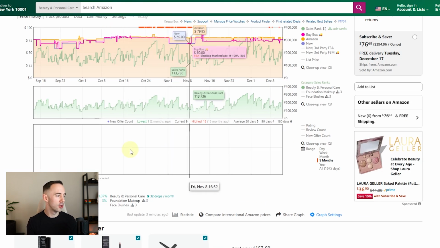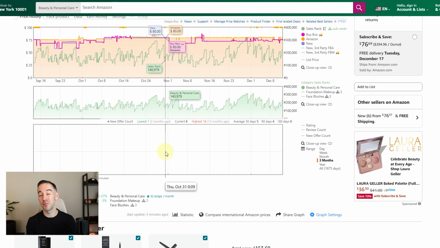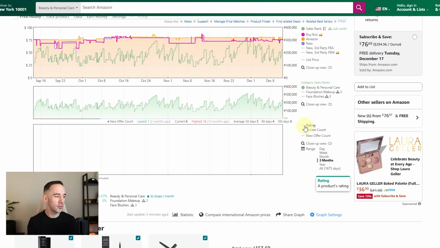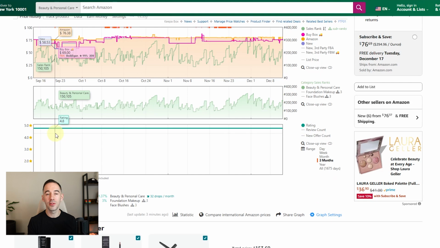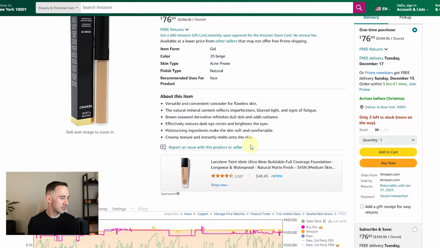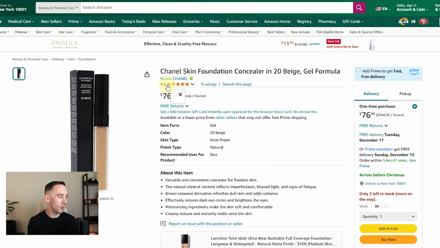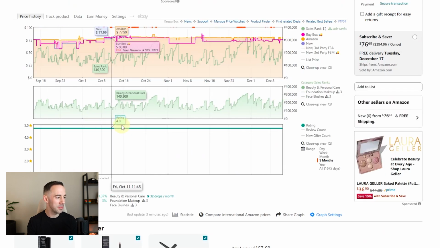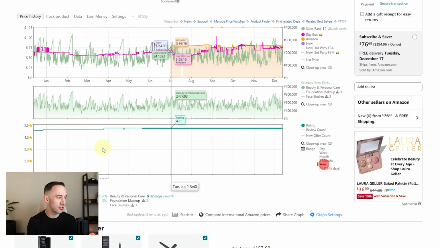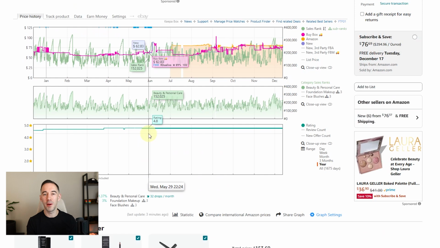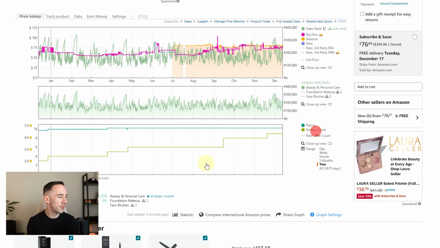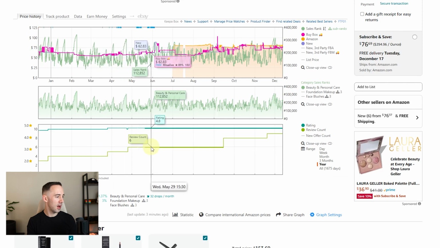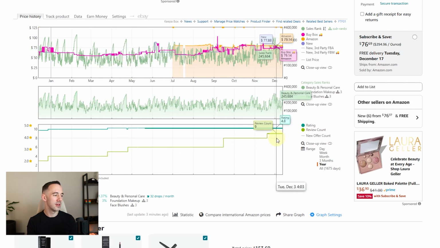Now the final graph we're going to look at is the one down here. This tells us about the product history, competition, and the ratings and reviews. First of all, we have ratings, which are basically the rating of this product. You can see up here it's got this 4.8 rating as given by the customers, and you can see what that number's been over time and if that's changed. So pretty consistent, always about 4.8. The next one we're looking at is review count. So how many reviews does this product have?